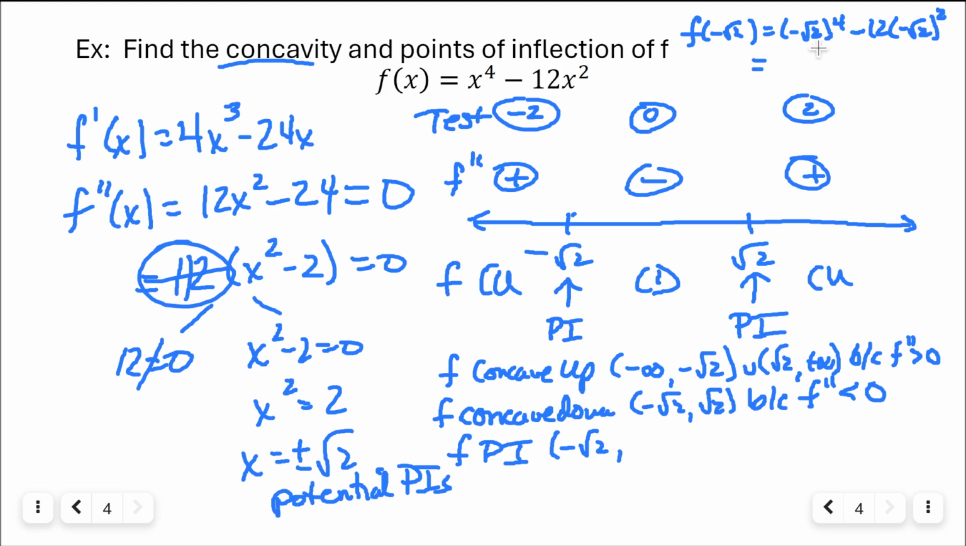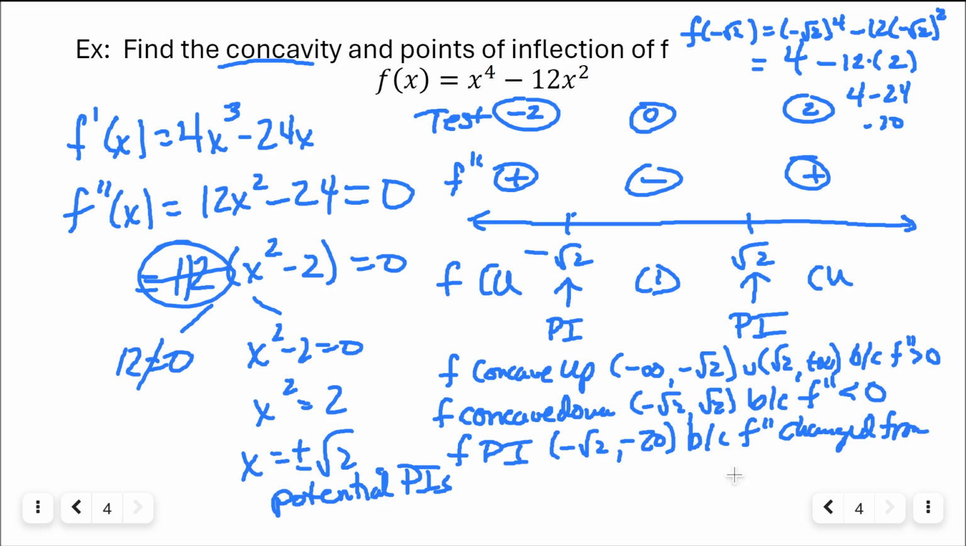Okay, now every time you square a square root 2, you get 2, right? Square root 2 times square root 2 is 2. So if I do square root 2 times square root 2, that's 2. And then do square root 2 times square root 2 again, that's 2. 2 times 2, that's 4. Minus 12 times negative square root 2 squared is 2. So that's 4 minus 24, negative 20. Negative square root 2, negative 20. Why? Because f double prime changed from positive to negative.